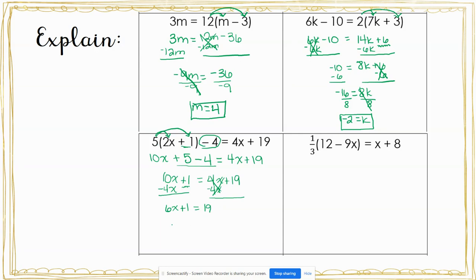Now I can solve this two-step equation. I am going to subtract 1 from both sides of this equation. 1 minus 1 is 0, so those will cancel to leave me with 6x equals. 19 minus 1 is 18. I still don't have x by itself, so I need to get rid of my 6 by dividing by 6 on both sides. 6 divided by 6 is 1, and if I have 1x, that is just x, so they cancel out. 18 divided by 6 is 3, so I'm left with x equals 3.